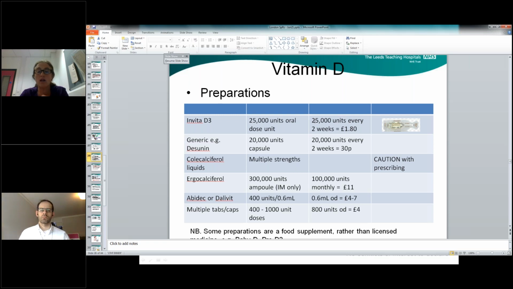There are loads and loads of vitamin D preparations. It's difficult, and something that you need to be really aware of in terms of taking drug histories or prescribing, because there are so many different strengths of product out there.